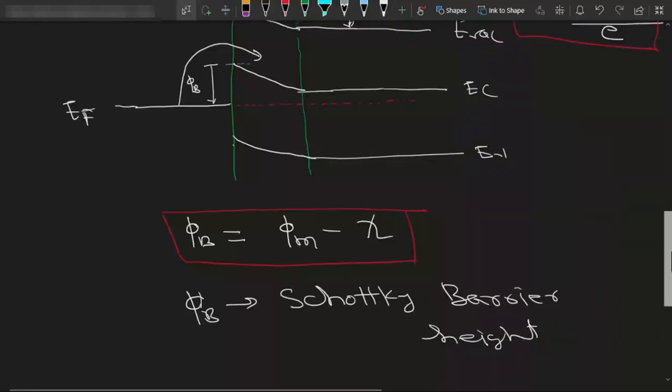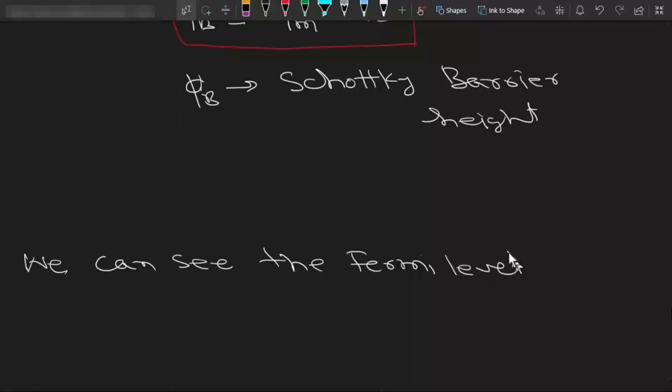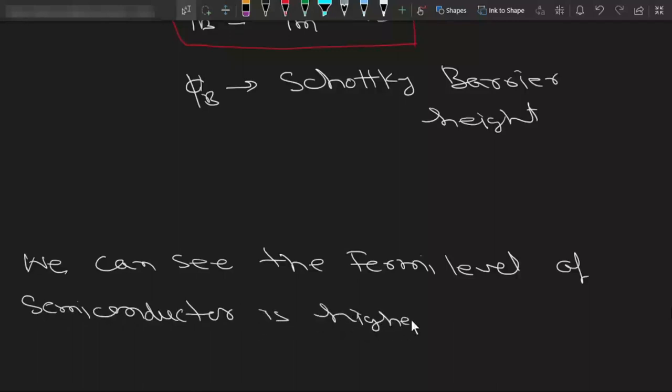So now let me write all these points so that you can get a better understanding. Here in the above diagram, we can see the Fermi level of the semiconductor is higher than the Fermi level of the metal.